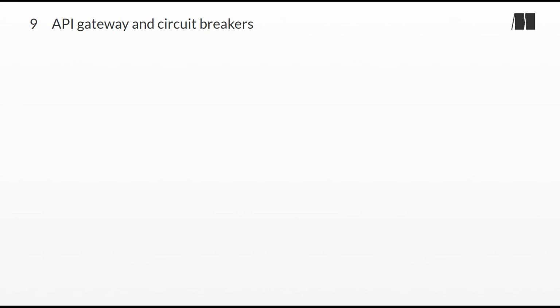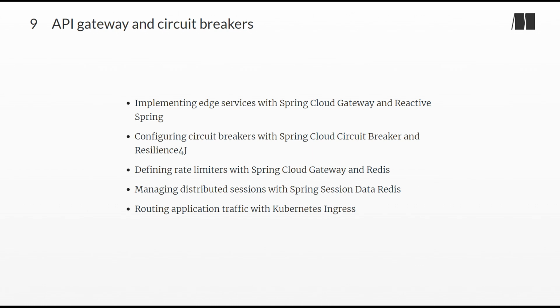Chapter 9, API Gateway and Circuit Breakers. This chapter covers implementing edge services with Spring Cloud Gateway and Reactive Spring, configuring circuit breakers with Spring Cloud Circuit Breaker and Resilience4J, defining rate limiters with Spring Cloud Gateway and Redis, managing distributed sessions with Spring Session Data Redis, routing application traffic with Kubernetes Ingress.